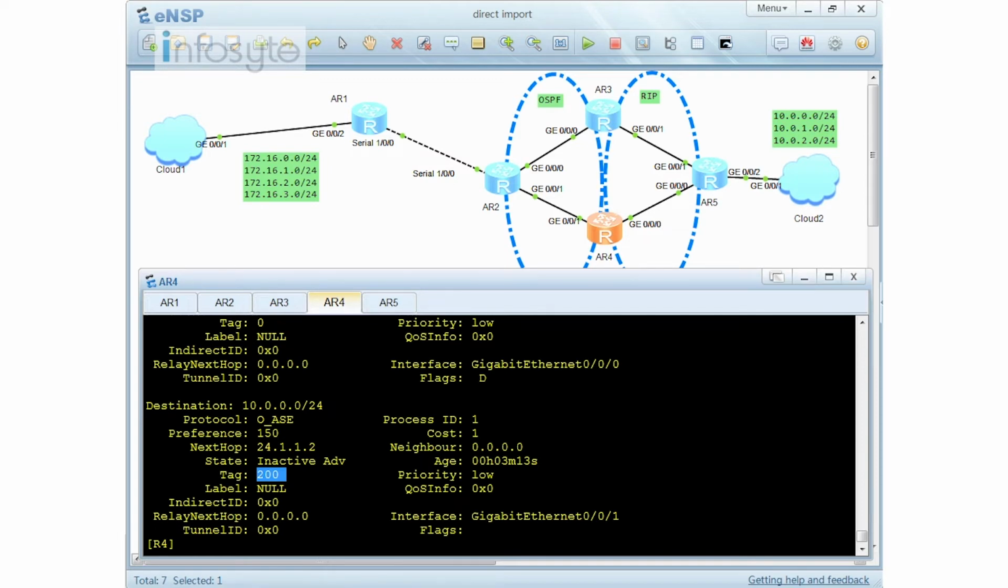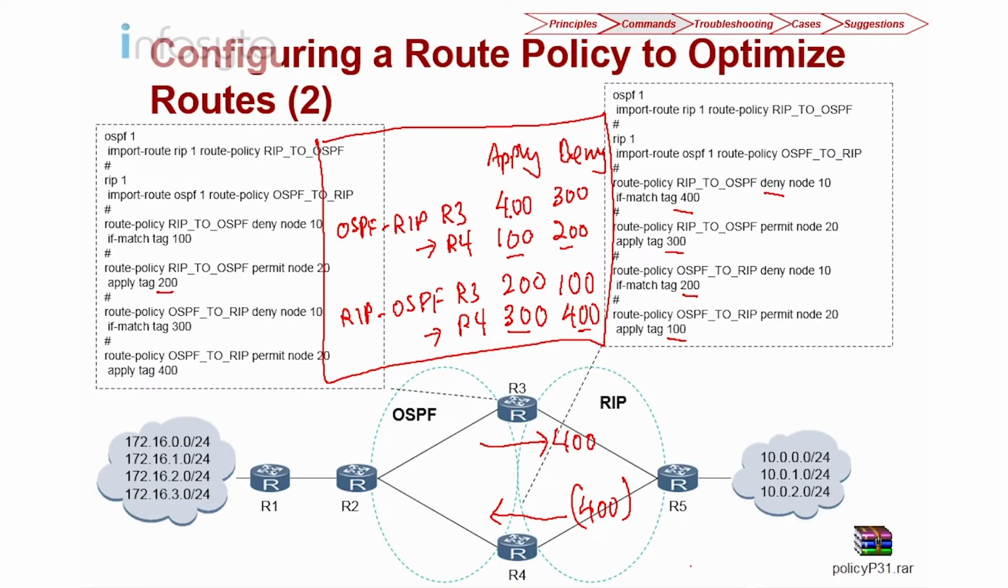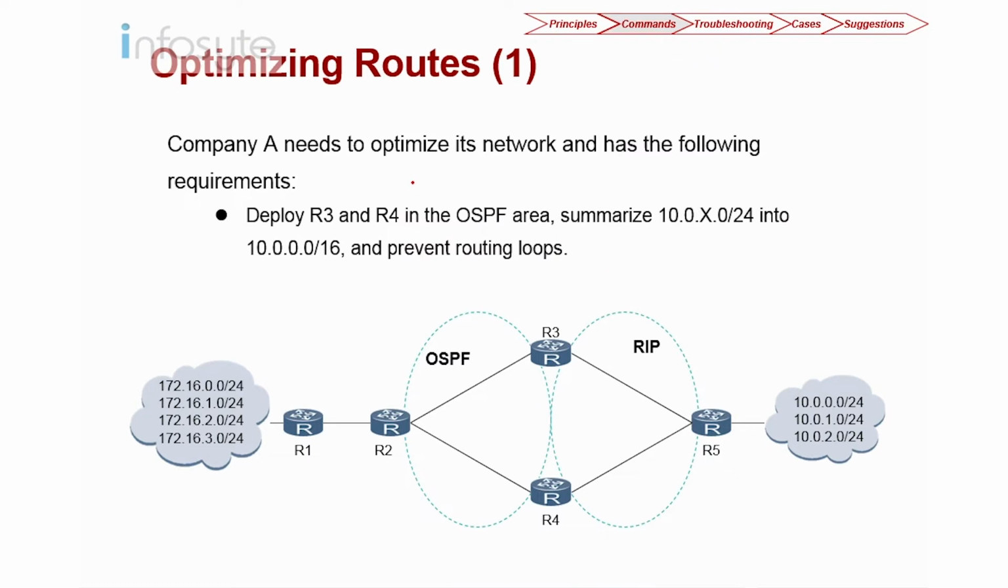That the tag will be on the R3. Okay, so I actually refer to this table when I configure my configuration. So with this, we have effectively prevented the loop inside this network environment where we do a mutual import. Right, let's look into the requirement here.